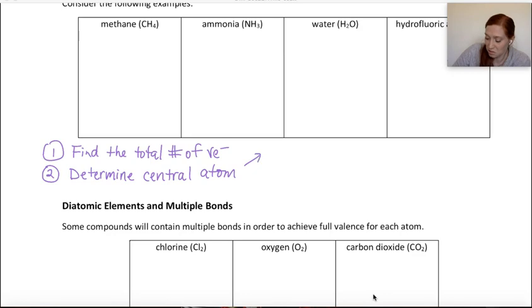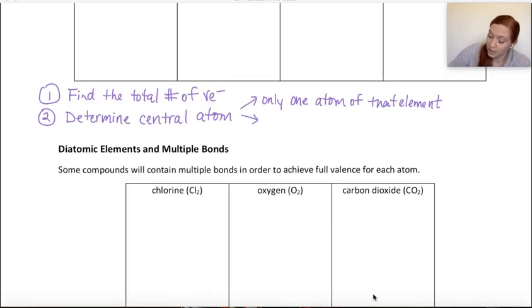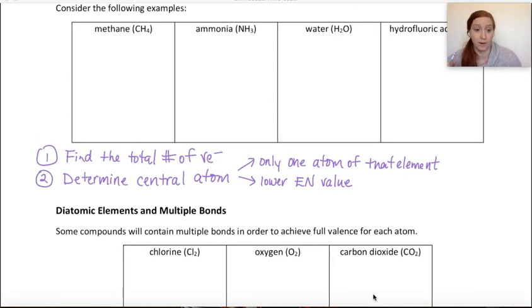We're going to look at this a couple of different ways. Sometimes it's really easy to see. Maybe there's only one atom of that element present, and so it makes sense that that would be the center atom. The other thing that you might want to look at is the lower electronegativity value. Those are some good clues as to which atom is going to go in the center.